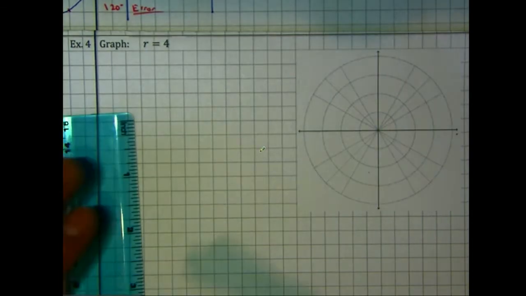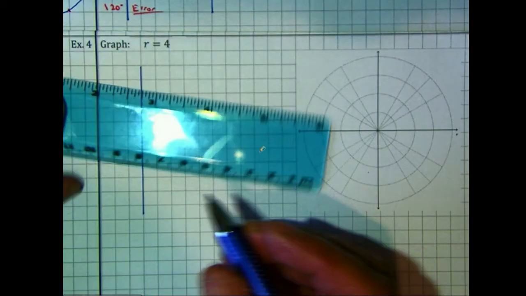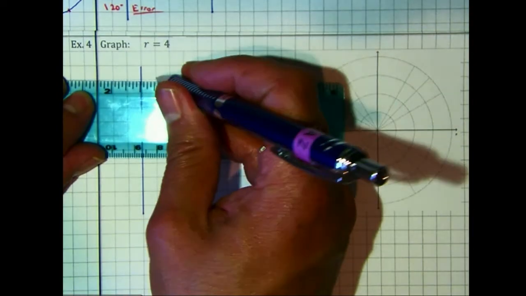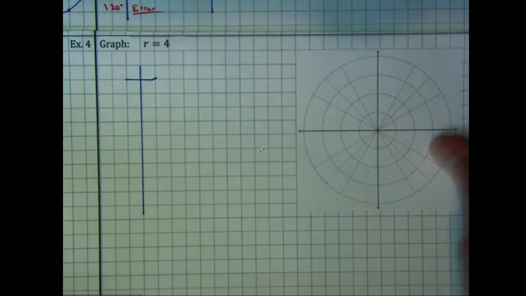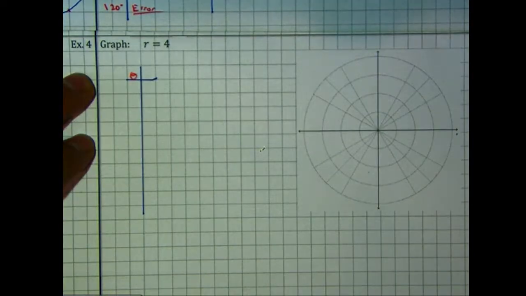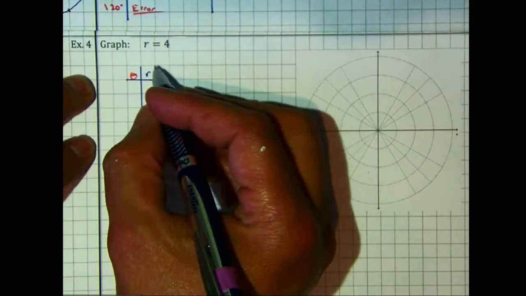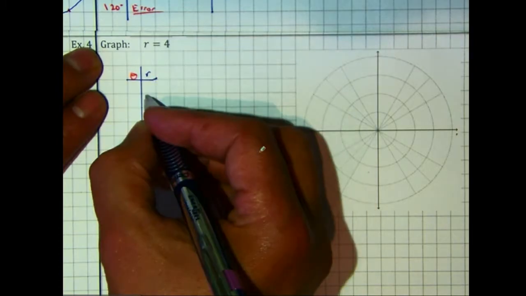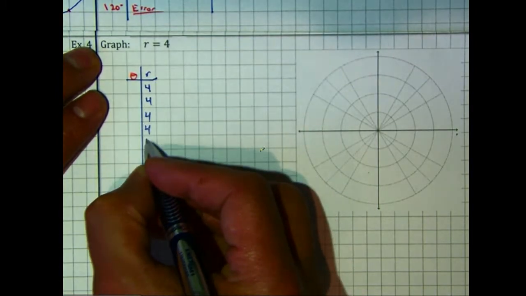So we're going to make a table of values, and this will be much, much faster. Now we learned that R equals 4. Do you guys remember what type of shape this is? Correct, this is a circle. So we're going to plug in values for theta, which will return values for R. There's no theta. This tells me that all the values are 4. So it's going to be 4 for 0 degrees, 4 throughout.